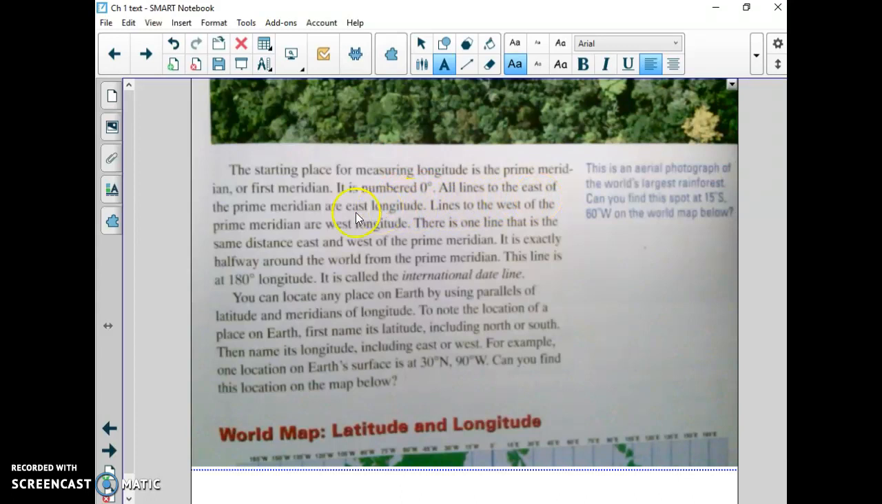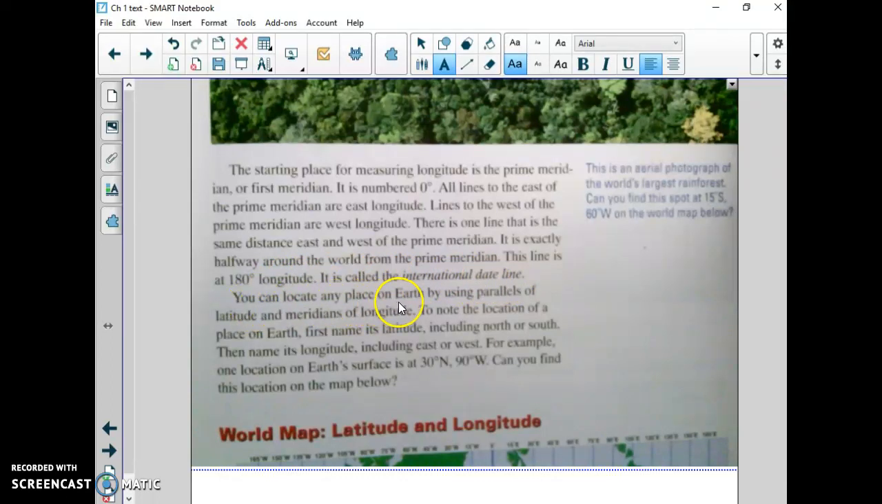All lines to the east of the prime meridian are east longitude. Lines to the west of the prime meridian are west longitude. There is one line that is the same distance east and west of the prime meridian. It is exactly halfway around the world from the prime meridian. This line is at 180 degrees longitude. It is called the International Date Line.